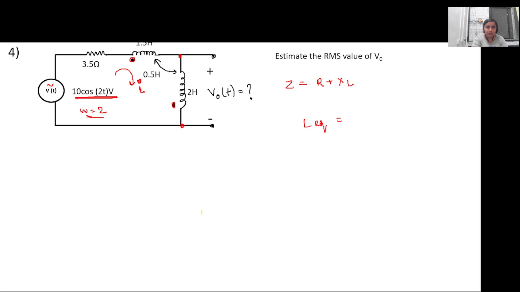Yes, ma'am. So what will be the value of L equivalent? L1 plus L2 plus 2M. Please note that the dot conventions are in opposite directions. See, in this case, if we assume a current flowing here, the same current will be flowing through here. So in this case, the current is actually leaving the dot. So will it be plus 2M?